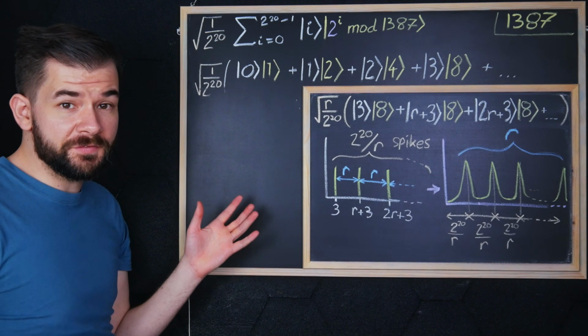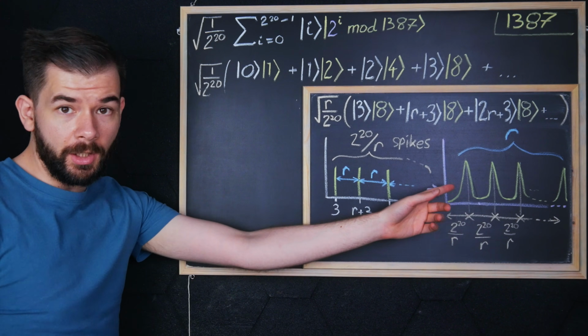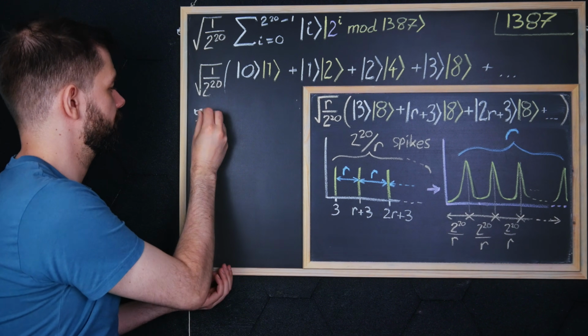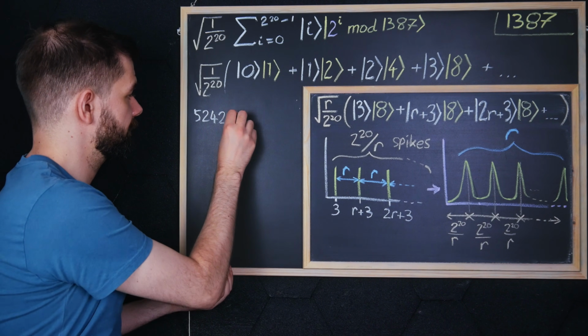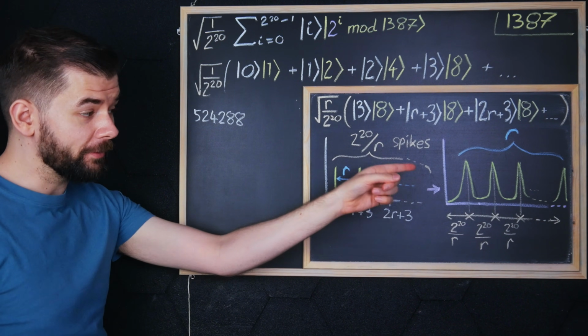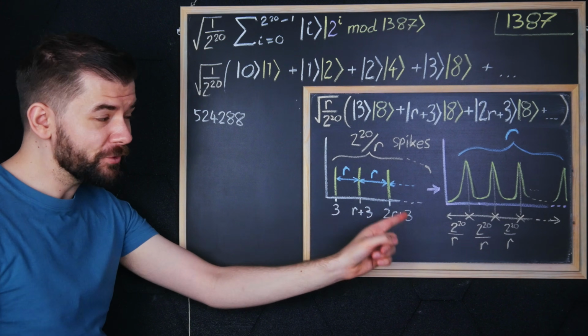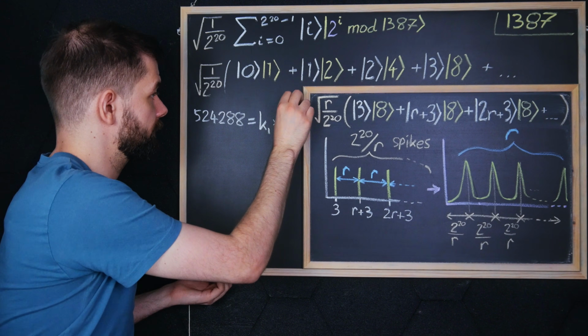So let's execute this a few times to get a few readings on this function. Let's say that I get this on my first measurement. So this number is one of those spikes, which means it must be a multiple of 2 to the 20 over r.